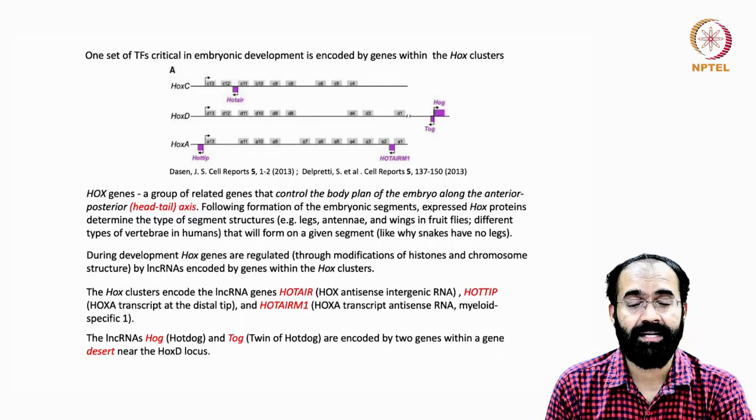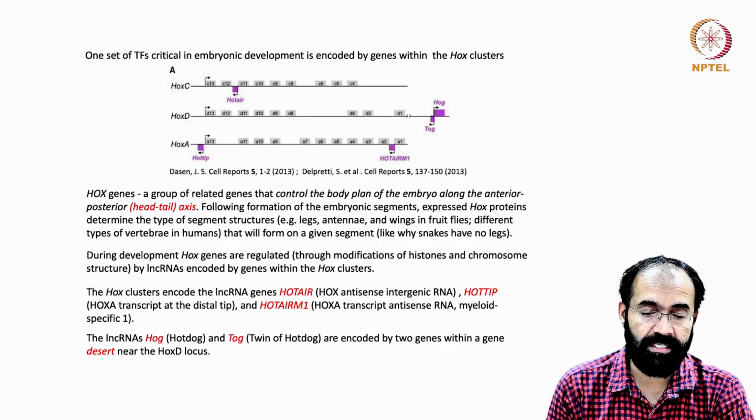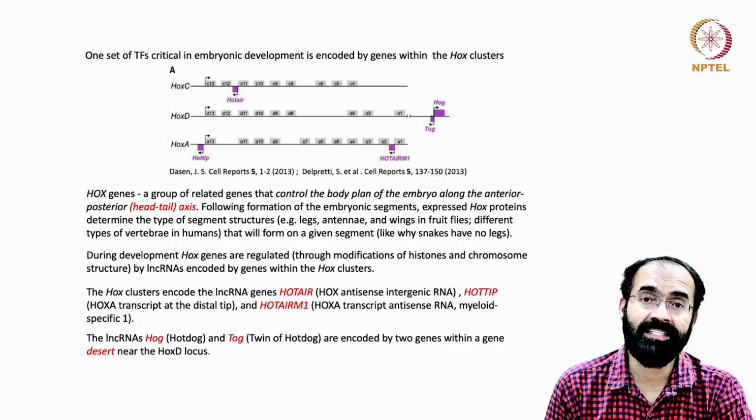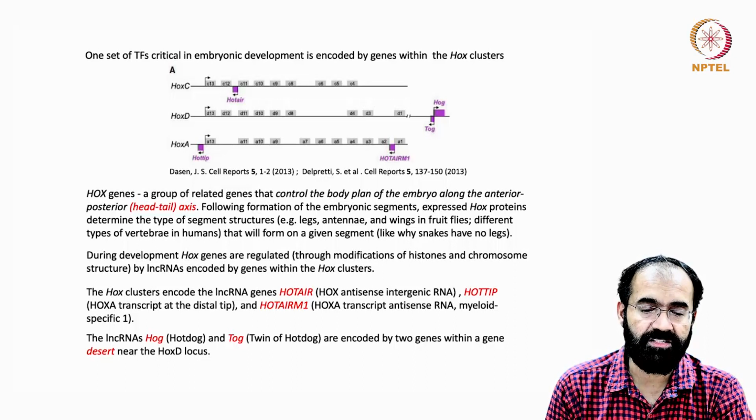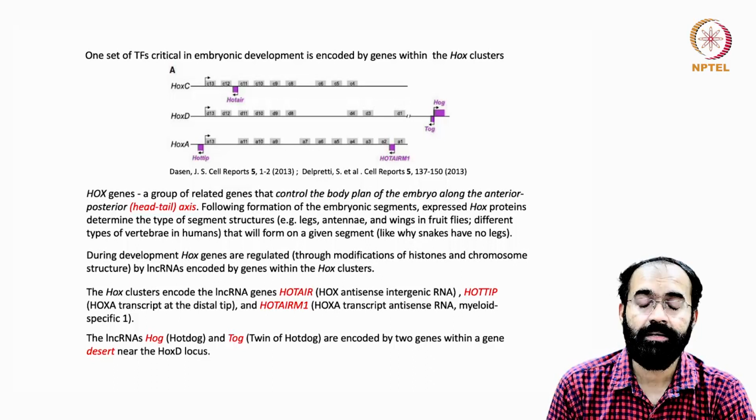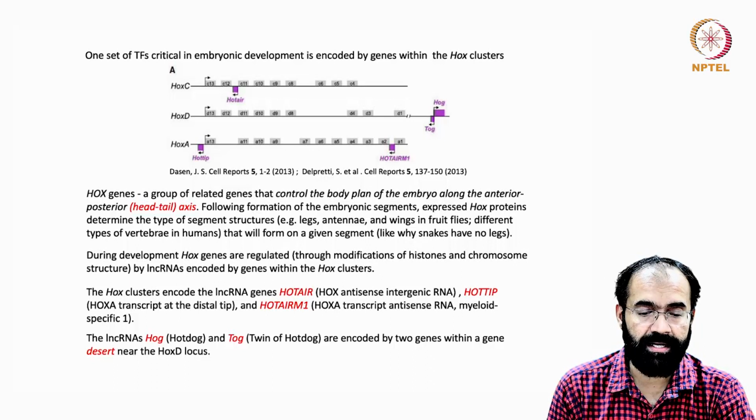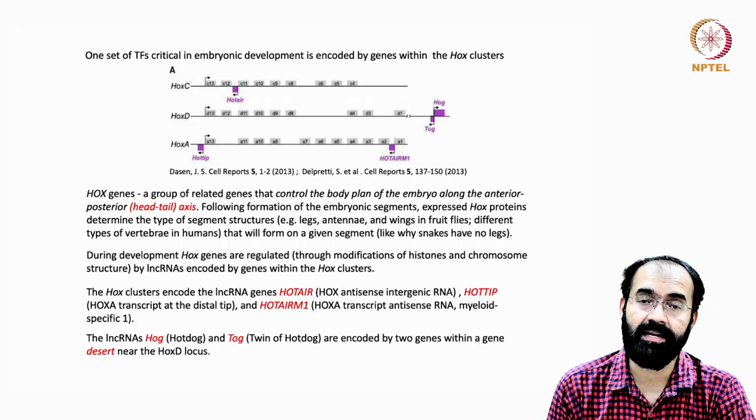So during the development, the Hox genes are regulated through modifications of histones and chromosome structures by lncRNA, long non-coding RNA, encoded by genes within the Hox gene clusters. You can see the Hox genes located here, and Hox C you have got multiple exons, Hox D multiple exons, Hox A multiple exons, and this pink color non-coding RNA is also located in the same region. Okay, so we can see the Hox gene clusters also contain long non-coding RNA that are embedded.